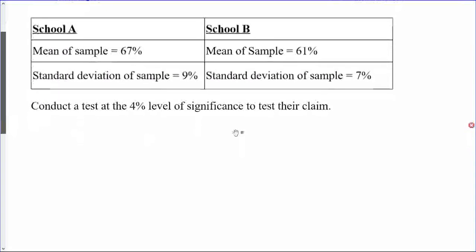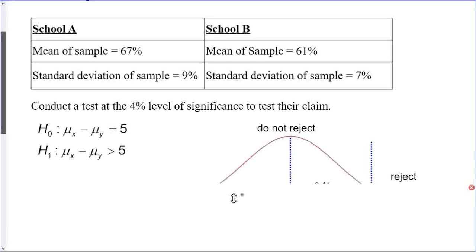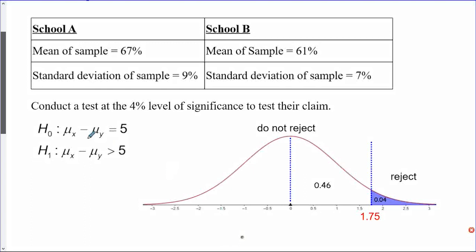They're claiming that they are better by more than a fixed amount. So the null hypothesis is that the difference in the means is 5%, and the alternate hypothesis is that it's more than 5%. That's the kind of claim, right? So we're going to conduct this test at the 4% level of significance, which means 4% there, 46% there, which corresponds to a Z score of about 1.75.